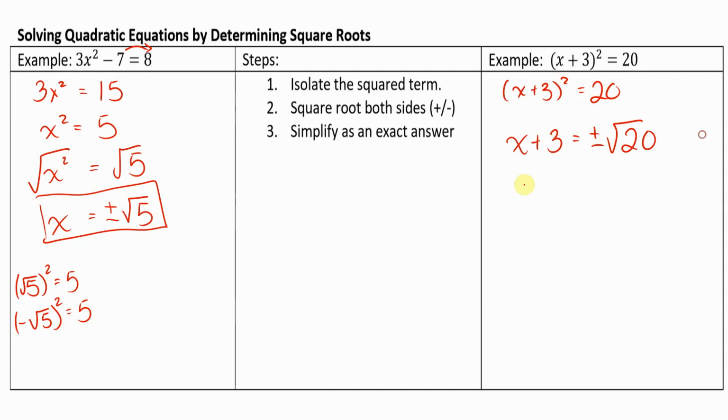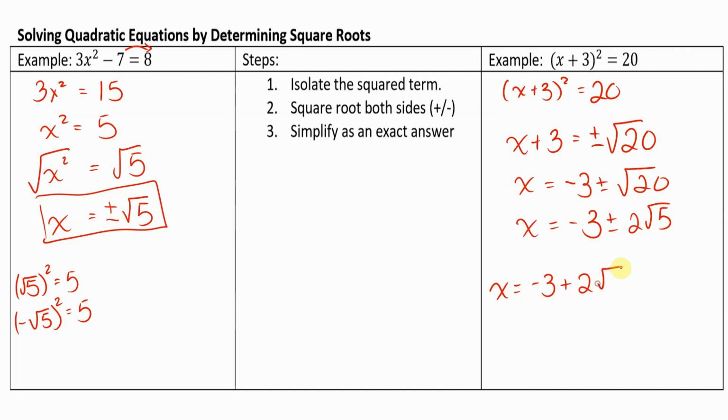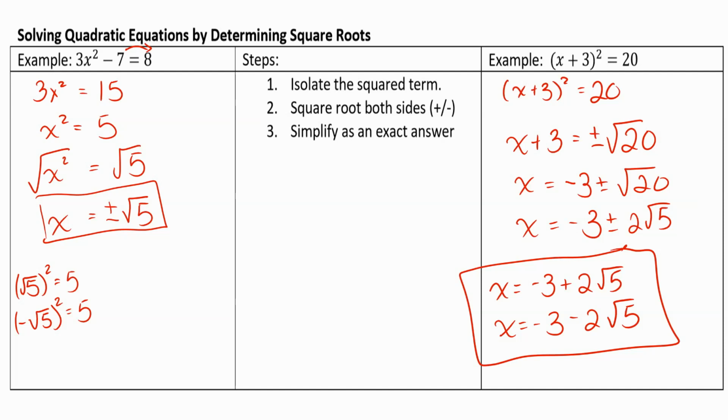Now we can just bring that 3 over. x is equal to negative 3 plus or minus square root of 20. Step 3 tells us to simplify. We can say x is equal to negative 3 plus or minus 2 root 5. And you can either write your answer as this, or you could say that x is equal to negative 3 plus 2 root 5, or x is equal to negative 3 minus 2 root 5. And those are our answers.